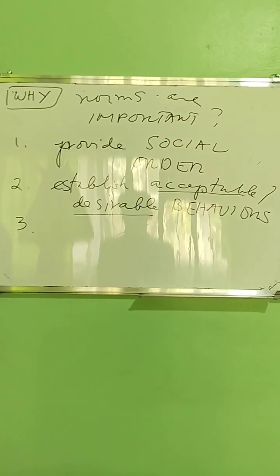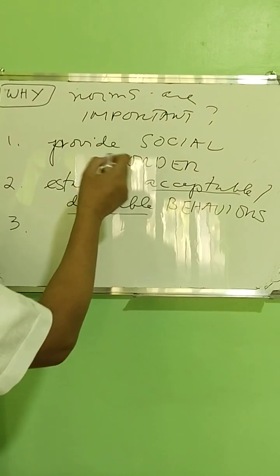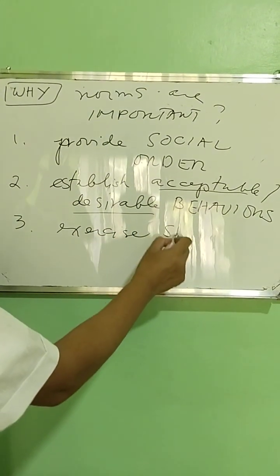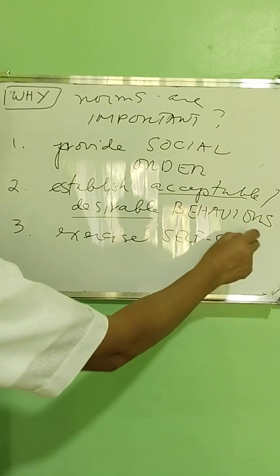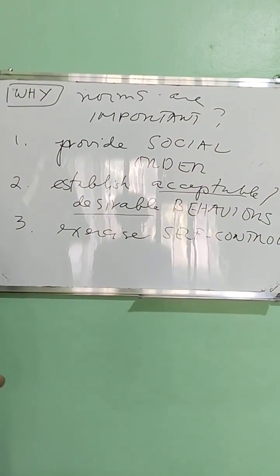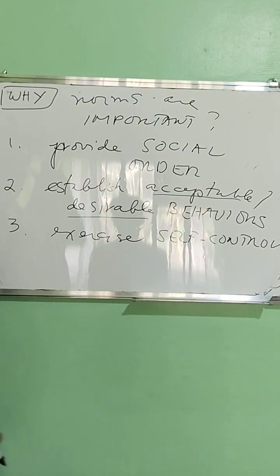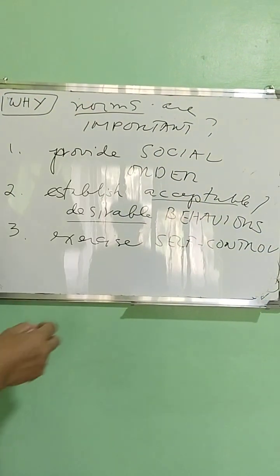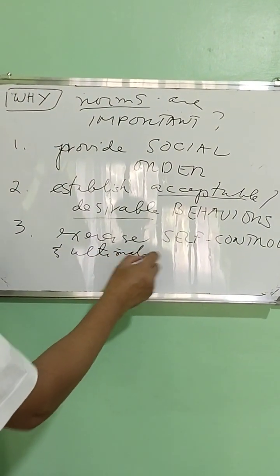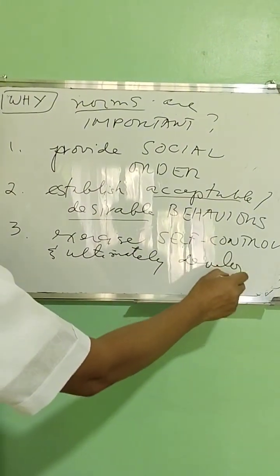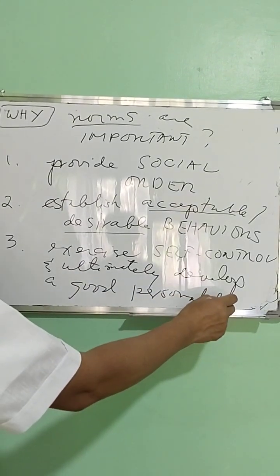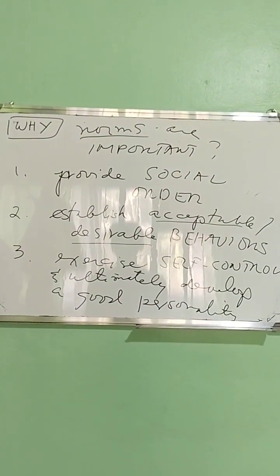The third reason is, of course, because we are after regulating the behavior in order to exercise self-control. You could just imagine if there are no rules or if there are no norms to be followed, of course, everything will be in chaos. Everything will be in disarray. No, we do not want that to happen. So, we have to institutionalize norms in order to exercise self-control and ultimately, develop a good personality. Pleasant and good personality of people. Okay, so those are the reasons.